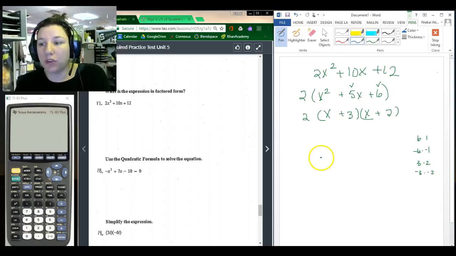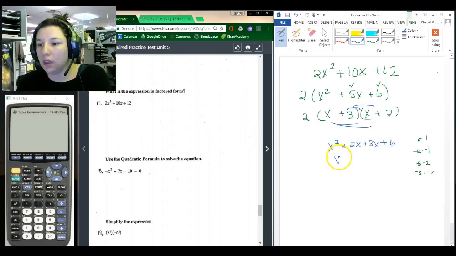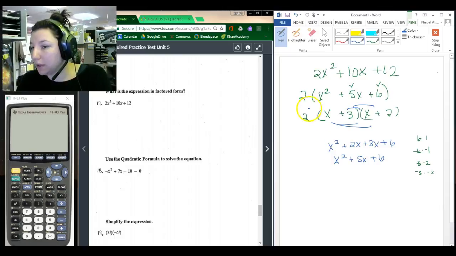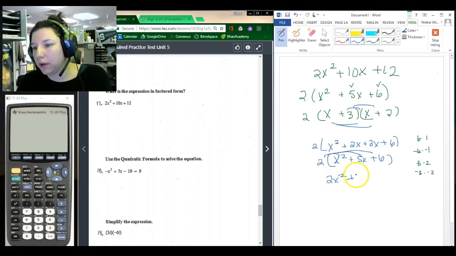And then you always want to check your work. So to check my work, I'm going to redistribute here. x times x is x squared, x times 2 is 2x, 3 times x is 3x, and 3 times 2 is 6. So that gives me x squared plus 5x plus 6, which is not what you started with, right? Because I still have this 2 here. So you have to distribute this 2 back in, and that will be 2x squared plus 10x plus 12.